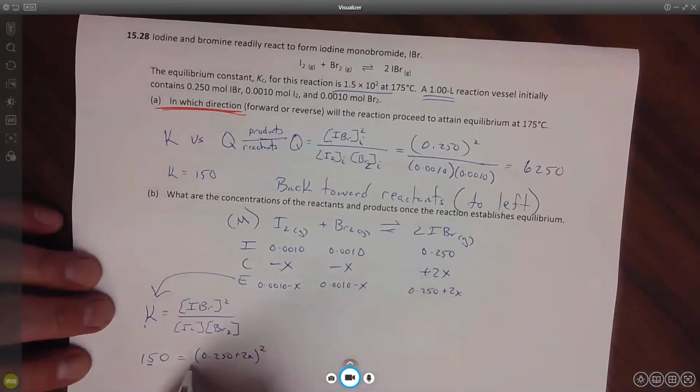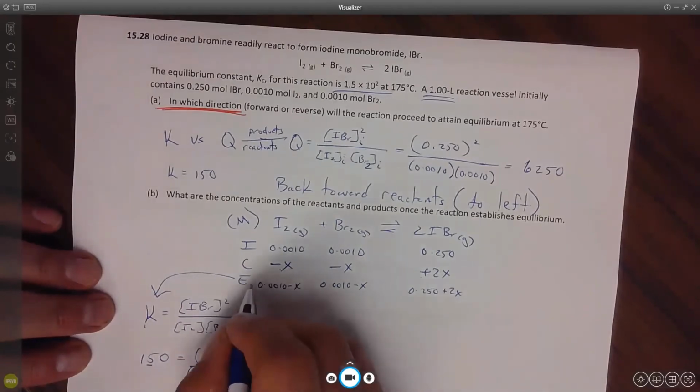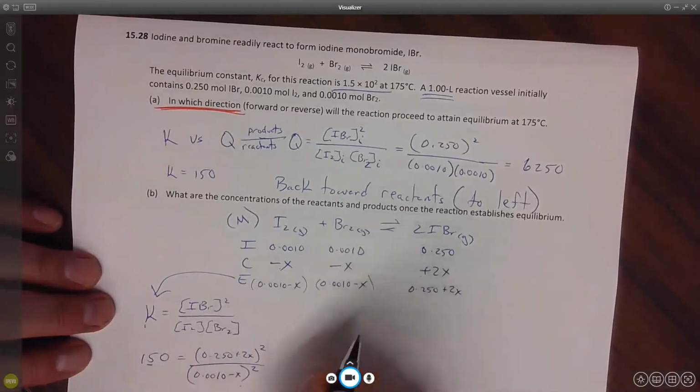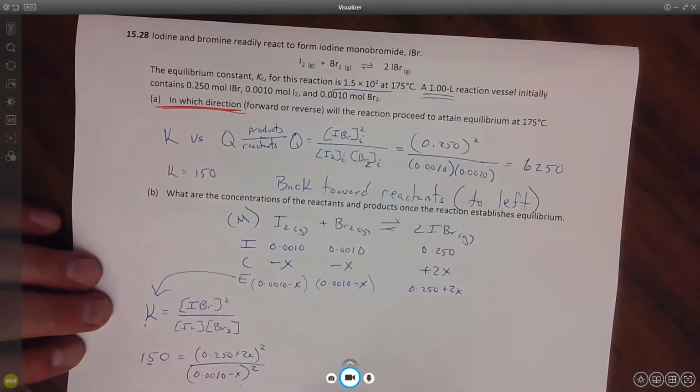Okay, so now we have our iodide, which is 0.0010 minus x. And I have my bromine, which actually is the same thing, right? So I'm just going to put a squared here. Is everybody okay with that? Again, it's just this times this, which is just that squared. Okay, do I need to solve the quadratic formula?